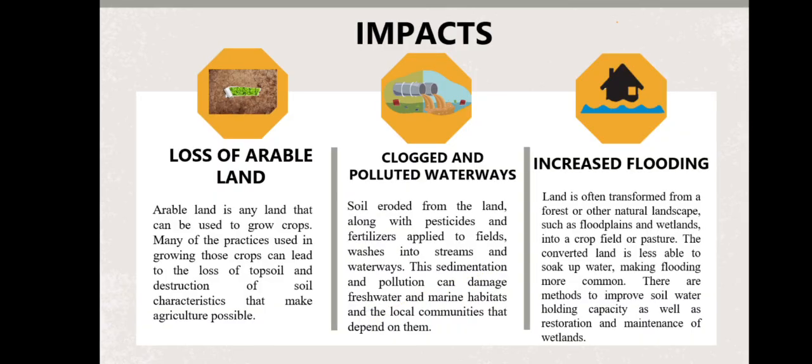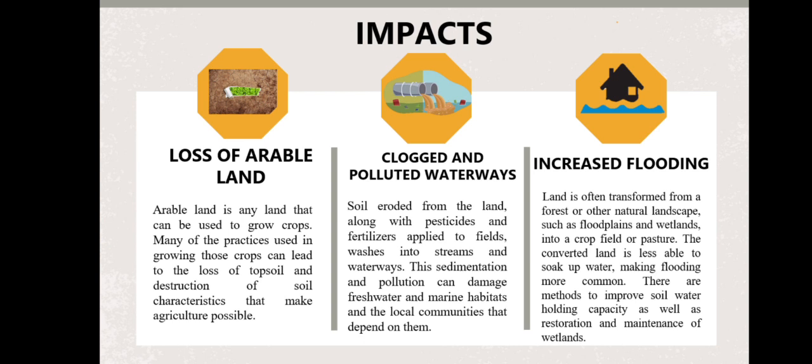So, ano magiging impact dito? So, magkakaroon ng lost arable land. Arable land is any land that can be used to grow crops. Mababawasan, di ba? Obviously, yun talaga yung mangyayari. Clogged and polluted waterways. So, soil eroded from the land along with the pesticides and fertilizers applied to fields washes into streams and waterways. So, paano natin nasabing clog? Syempre, hindi naman always yung mga drainage natin naduduluyan ng tubig. So, ayan, if ever man na yung soil tumigas doon, habang tumatagal, nadadagdagan yung pagtigas doon, nagkakaroon ng cementation doon sa waterways, which results to clogging.